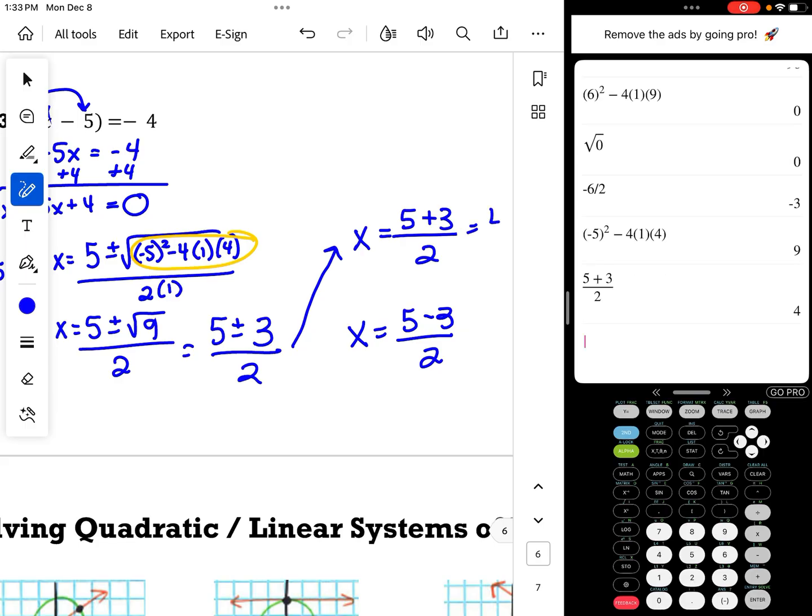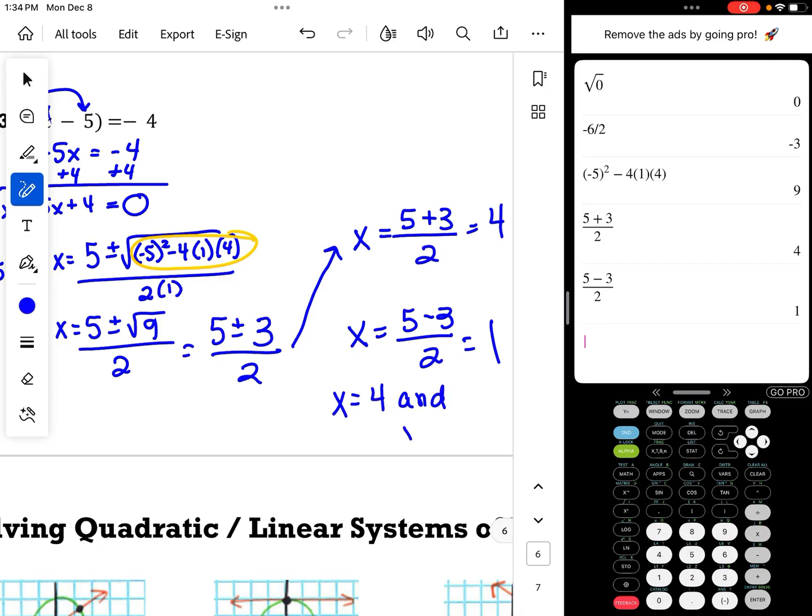Let's see if I can get to the 2. There we go. 4. And then what about the other one? Yeah, I can go up here and I can just bring it down and change that to a minus. Sometimes my calculator doesn't want to work. There we go. Delete minus. And 1. So 4 and 1 are the solutions. So we're able to say x equals 4 and x equals 1.